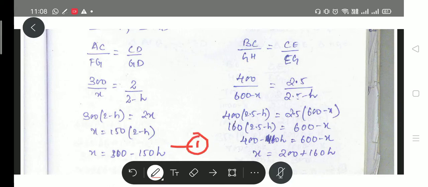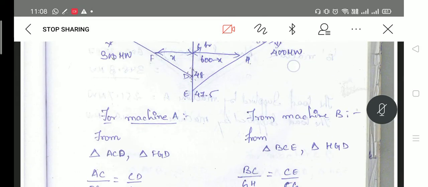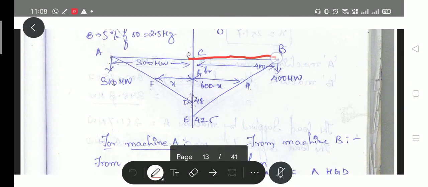Then we can take the second machine. We have only calculated the first machine A. We can calculate machine B now. In the same way, BC by GH equals CE by CG.